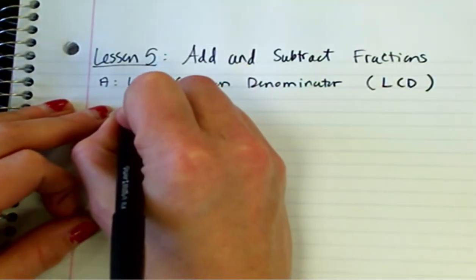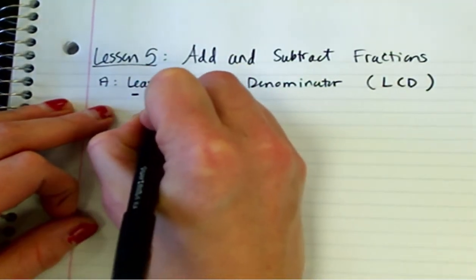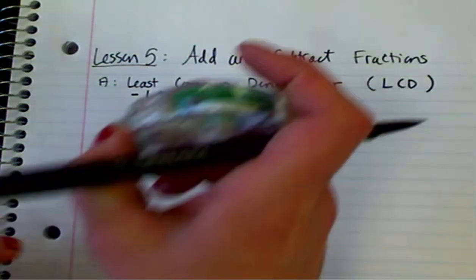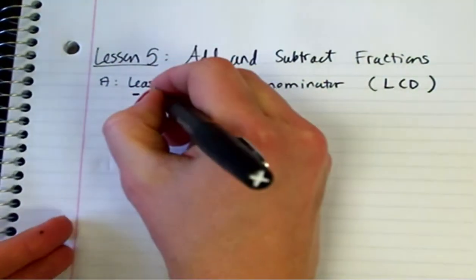And this definition, is it true or false? It's actually the least common multiple, right? It's a different name. Least common denominator is the same thing as your least common multiple.